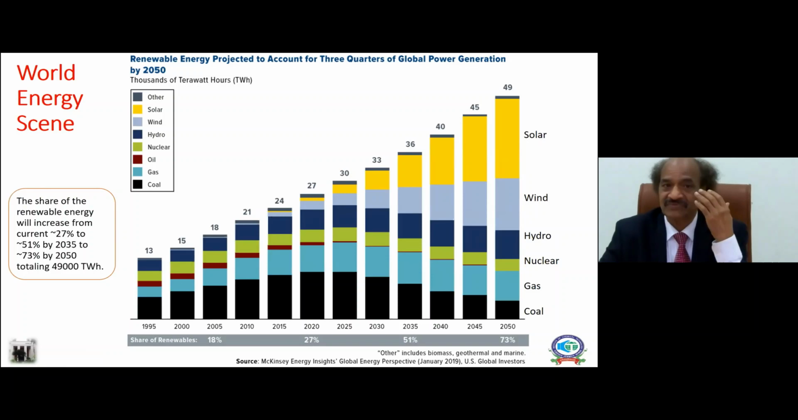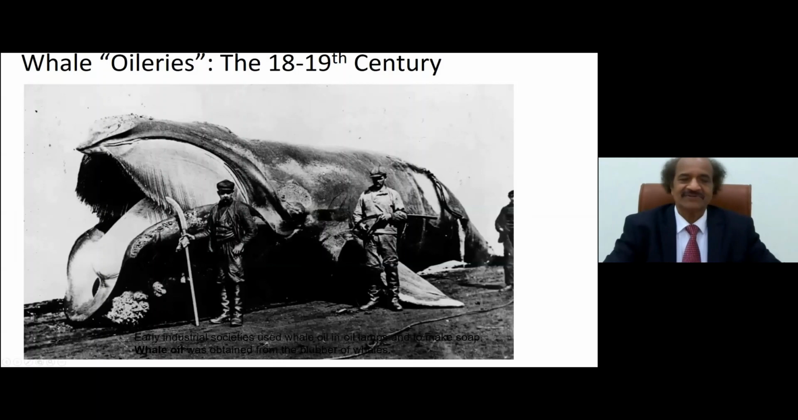However, I want to take you back into history. Because our economy is based on carbon, what were they doing before? Well, there is a concept called whale oilers. During the 18th and 19th century, in the North American region, they used to capture whales. The blubber of the whale was used for getting oil, that is the illumination part of it, and the other part was used for making soap.